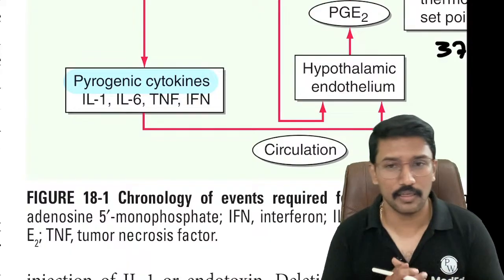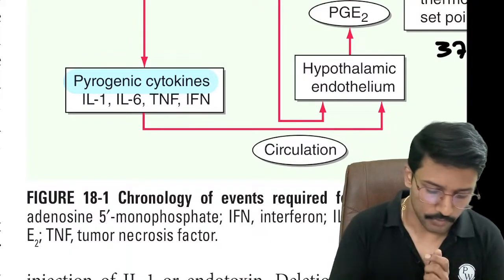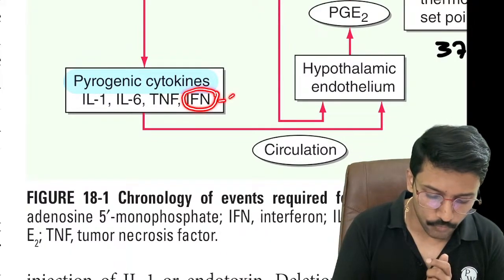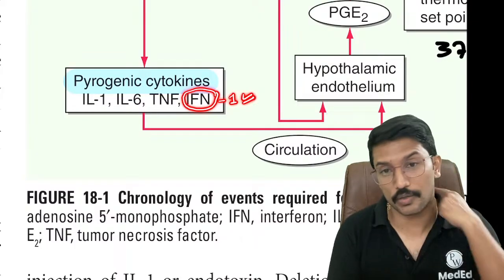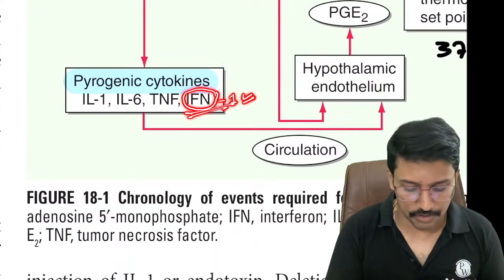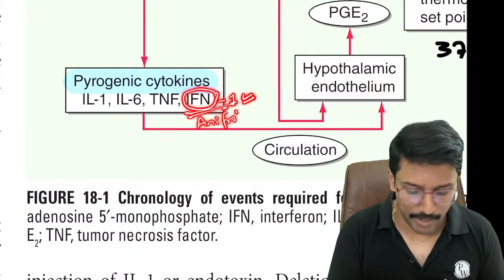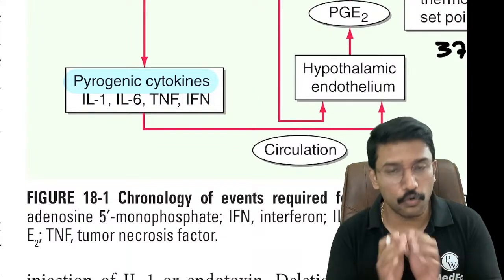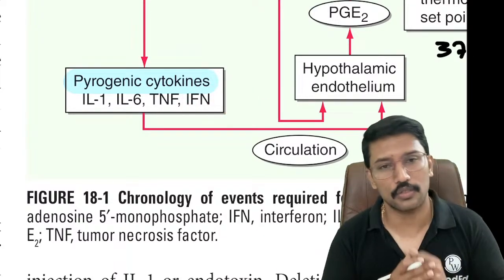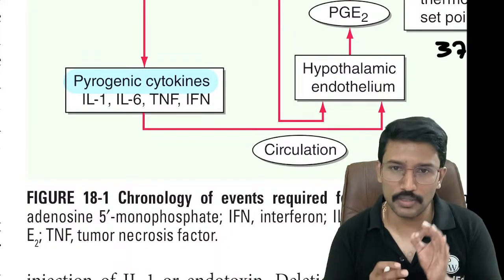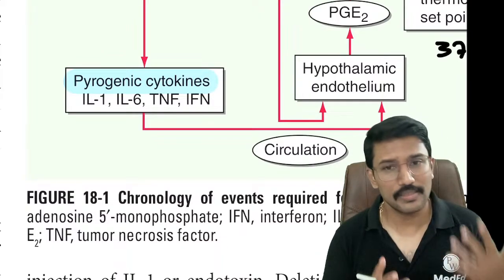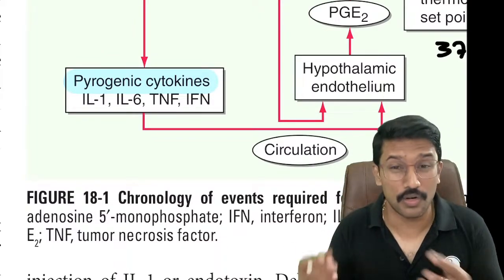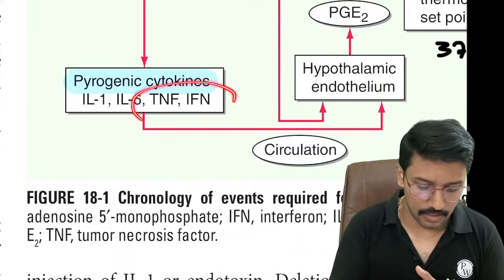You go to SLE and look at the pathogenesis of SLE, you will get to know that interferon 1 levels are elevated. That is why when we treat SLE, we have a drug called anifrolumab, which inhibits interferon 1. So apart from infections, autoimmune disorders can also cause fever, right? So in such cases, we generally don't need to treat fever per se, treat the underlying cause and the fever would come down.